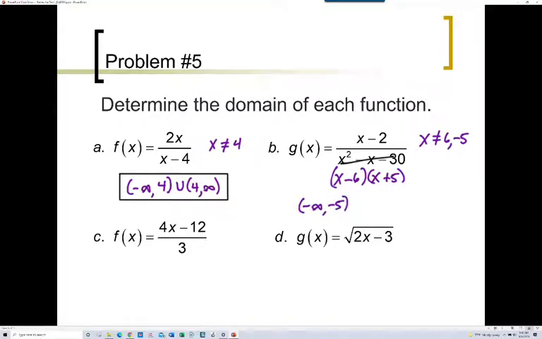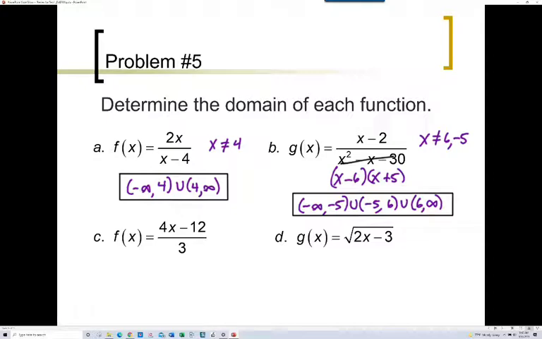So negative infinity to negative 5. Then we're going to go from negative 5 to 6, and then 6 to infinity. So all this is saying here is our domain is all real numbers except negative 5 and 6. Those are the values. If you plug them into this function, they make the denominator 0, and so you're undefined. For that reason, they're not part of the domain.